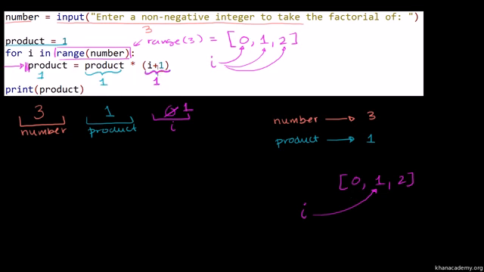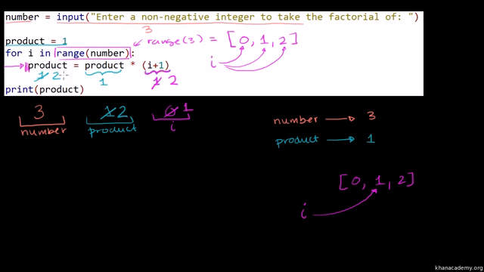And now we execute it again. Now we look at product times i plus 1. Product is still 1. i is now 1. So 1 plus 1 is now going to be 2. So 1 times 2 is going to be our new product. It was 1, but now we're multiplying it by 2 and assigning it again to product. So the product variable is now 2.